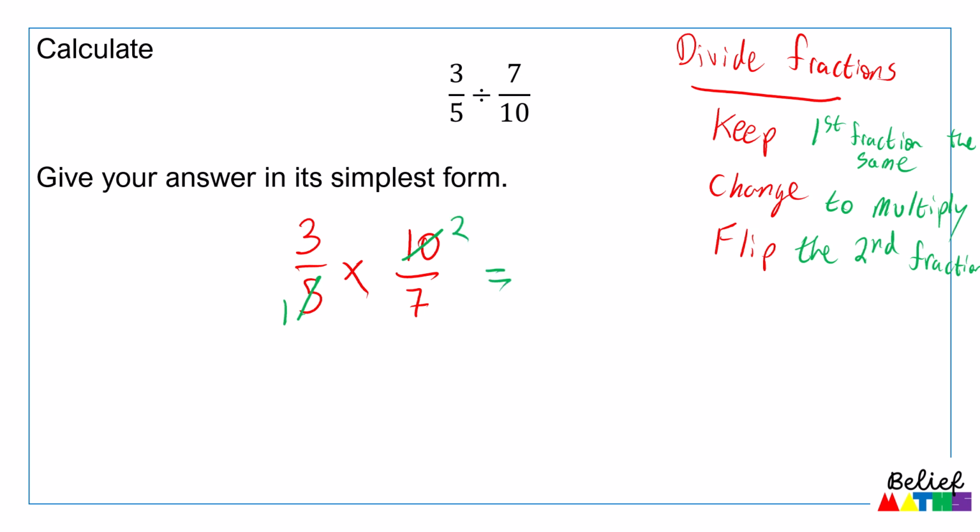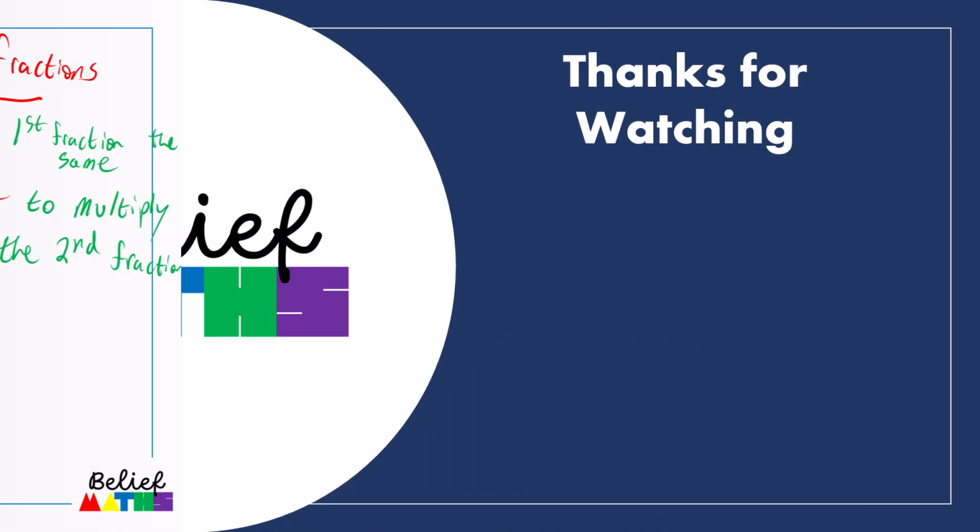So now if we finish our question, we get 3 times 2 on the top, which is 6. 1 times 7 is 7. So our final answer in its simplest form is 6 over 7. So remember, dividing fractions, keep the first fraction the same, change the operation to multiply, and then flip the second fraction, and then we just multiply like we did before.